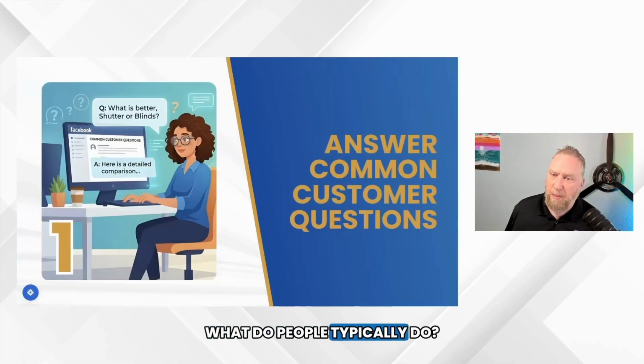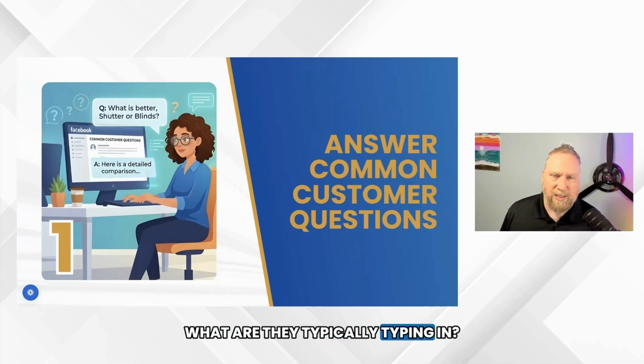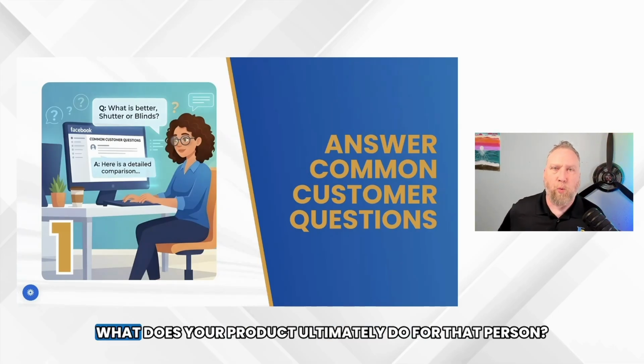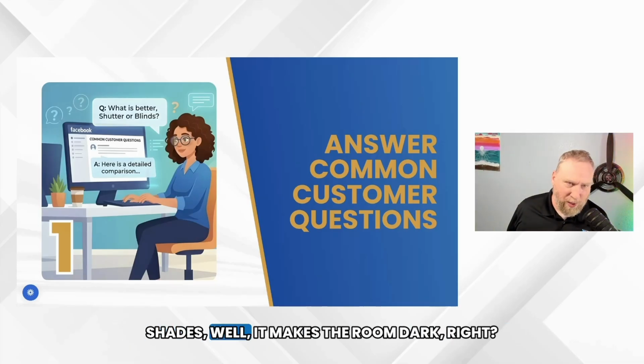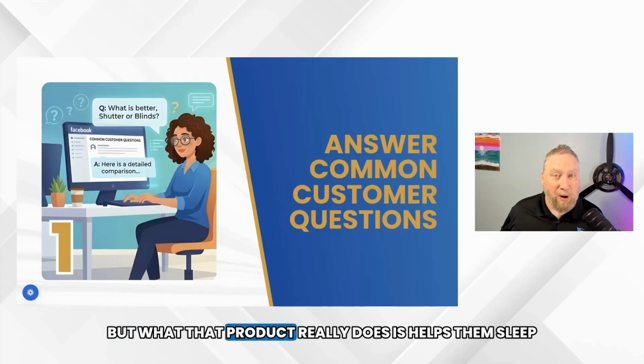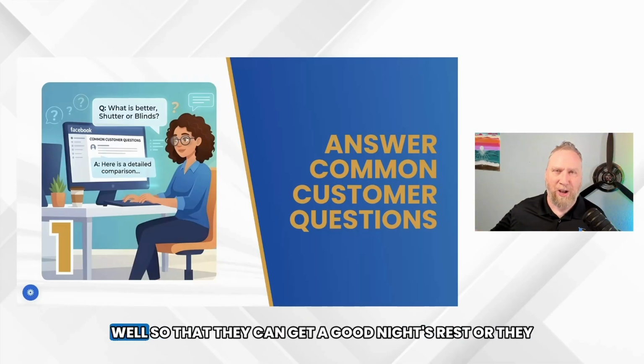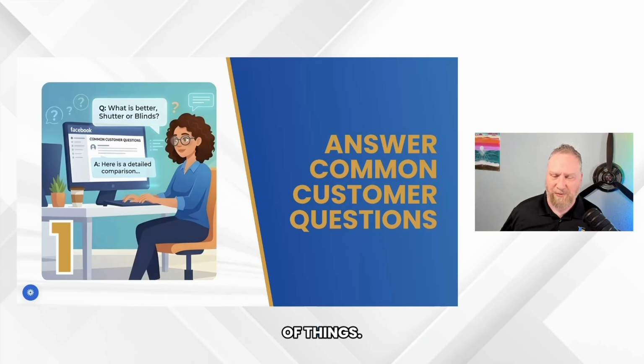What do people typically do? What are they typically typing in? What are they looking for? What does your product ultimately do for that person? Now, obviously, if it's blackout shades, well, it makes the room dark, right? But what that product really does is help them sleep well so that they can get a good night's rest, or get up when they're ready for work, those kinds of things.